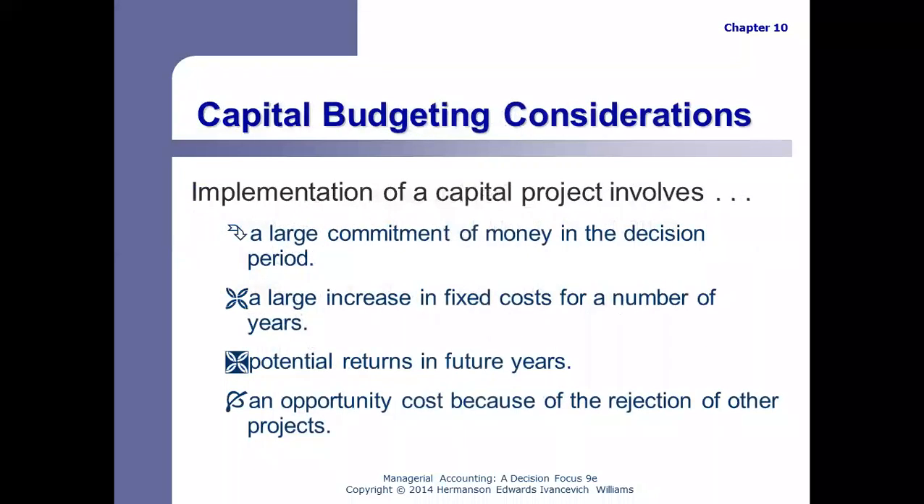Capital budgeting normally involves making a large commitment of money up front, and potential returns in future years. There's an opportunity cost. Let me define that term now. The opportunity cost is a benefit that you're giving up because you're choosing another alternative. So an opportunity cost is something given up.